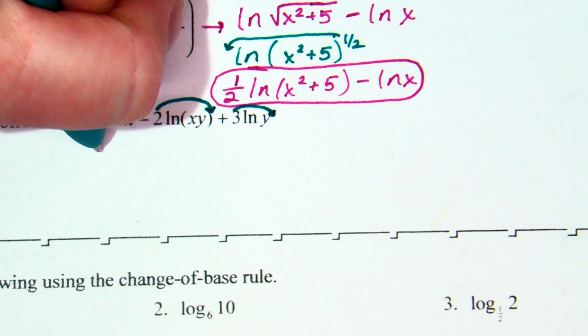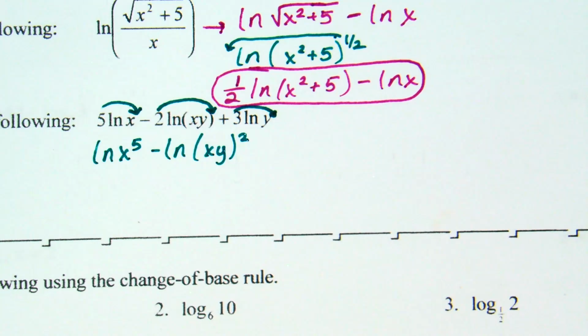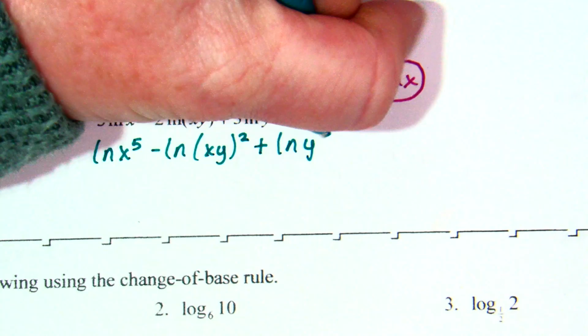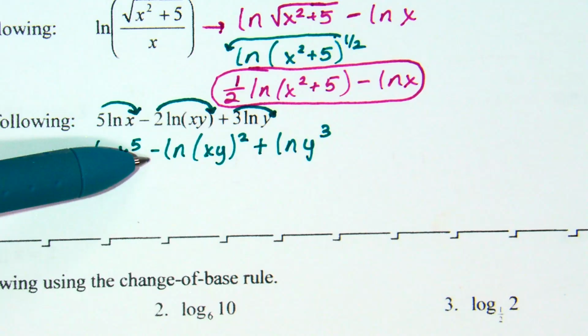Natural log of x to the 5th, minus natural log of the quantity xy to the 2nd. So it would be a positive 2, plus natural log of y to the 3rd. Yes, it's a positive 2 because the minus just stays in front of the log.